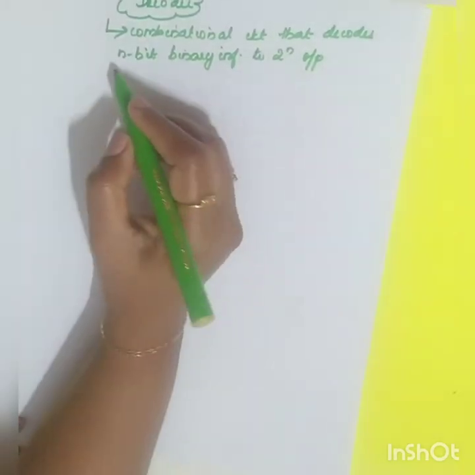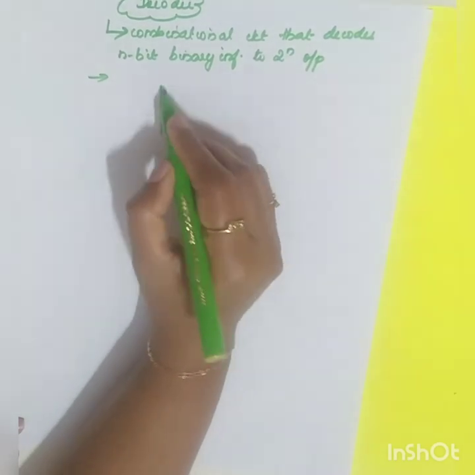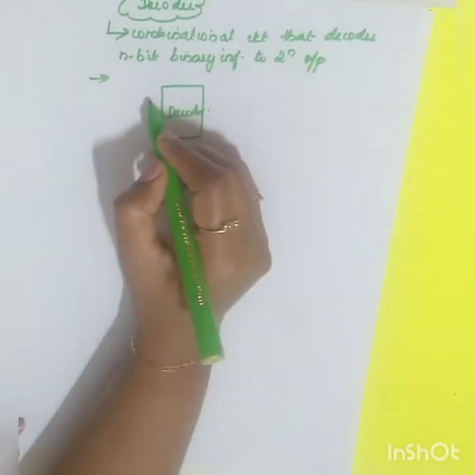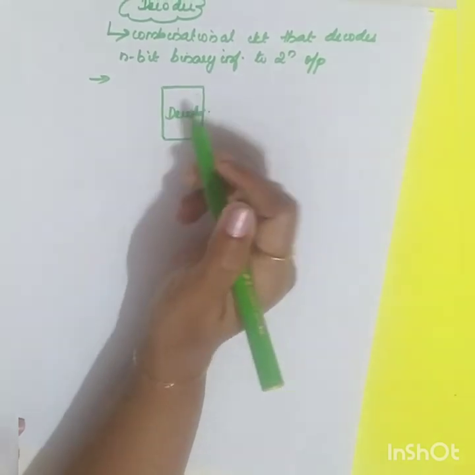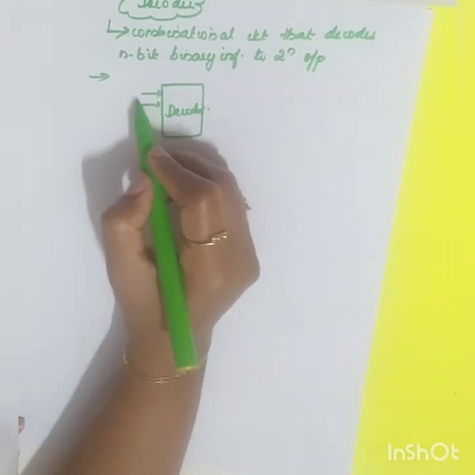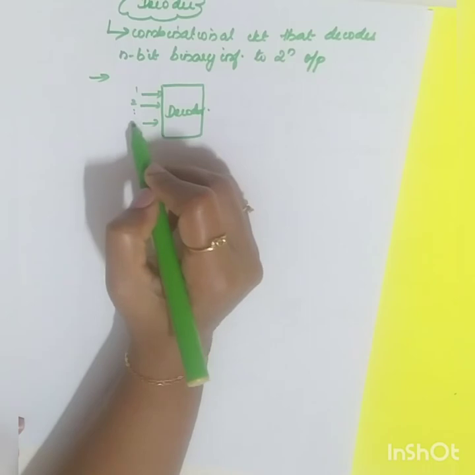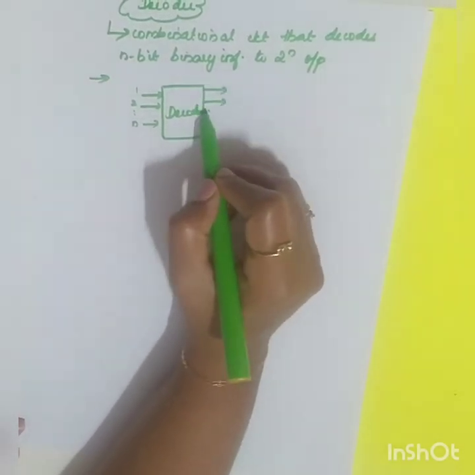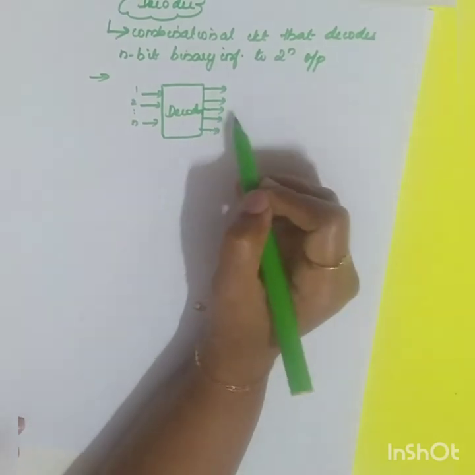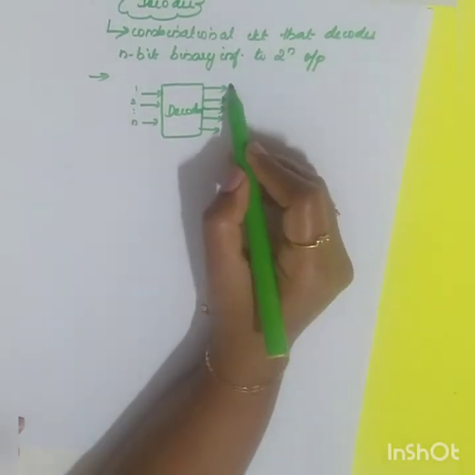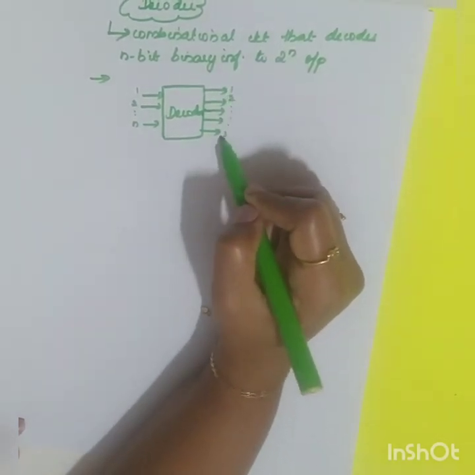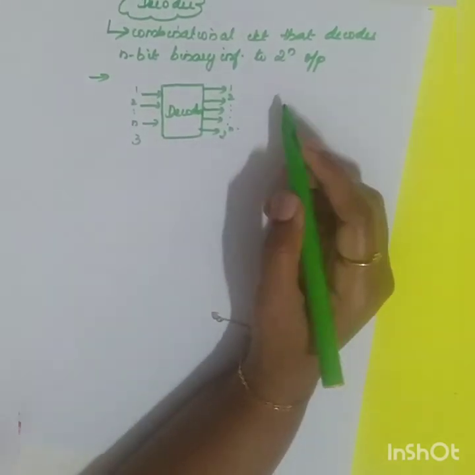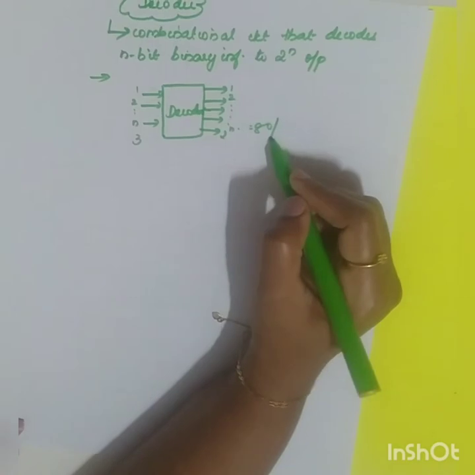So what is the meaning of this? Decoder will consist of n inputs, 1, 2, up till n inputs, and it converts it into 2 power n outputs. So 1, 2, up till 2 power n. So if there are 3 inputs, you will be getting 2 power 3, which is equal to 8 outputs.